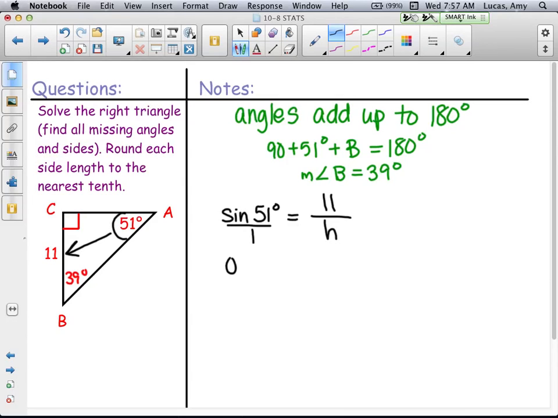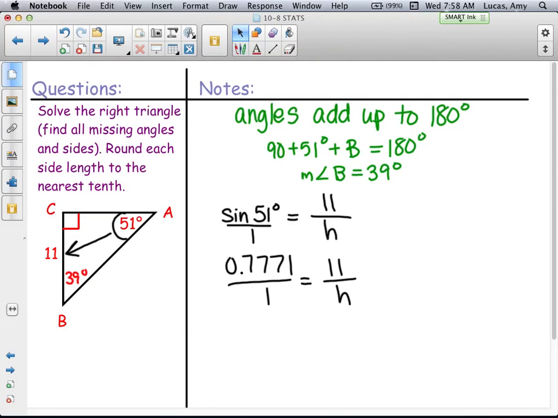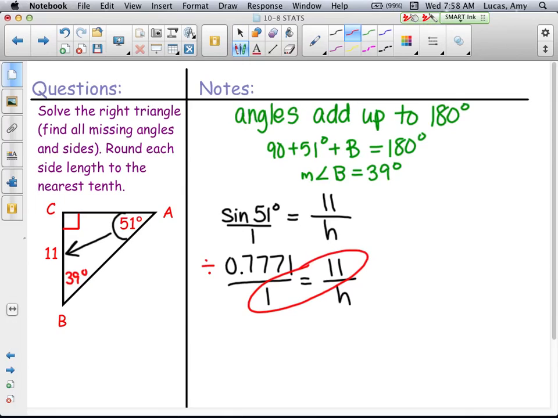So the sine 51 is 0.7771. So now take a look at this proportion, and I can cross multiply and divide to figure out my hypotenuse. So 11 times 1 is 11. So 11 divided by 0.7771 gives me a hypotenuse of about 14.2. So this side is 14.2.